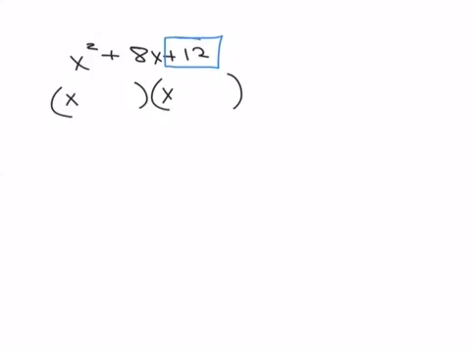So the factors of 12. Let's see, 12 and 1, 6 and 2, 4 and 3. I think those are the only options that when I multiply those together, I get 12. All right, so I find the factors of 12. What 2 numbers can I multiply together to get 12? And I list them there.